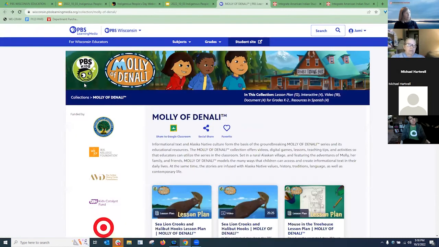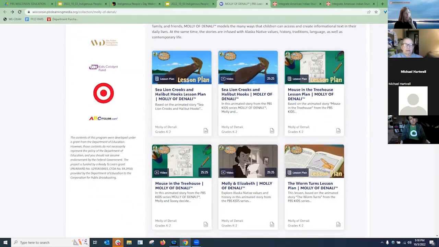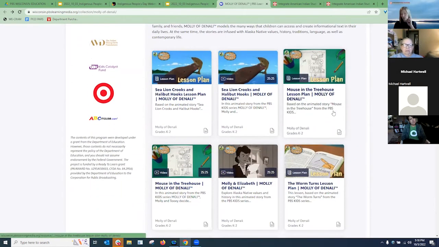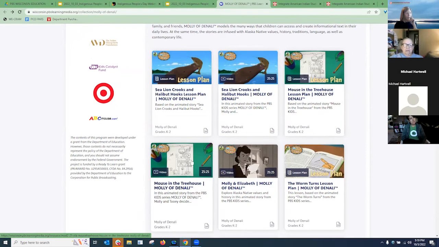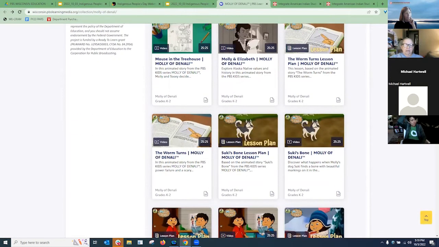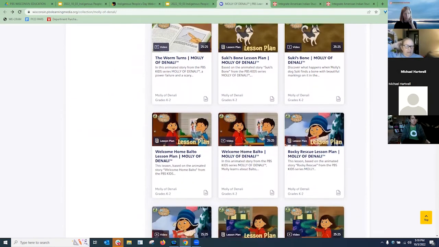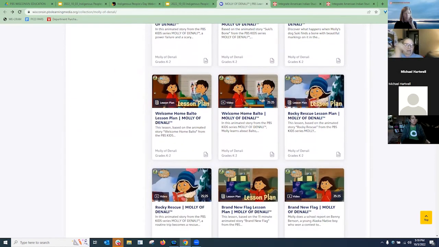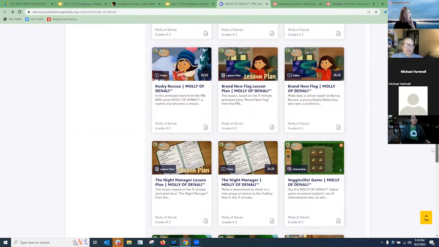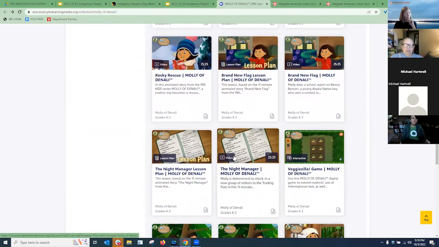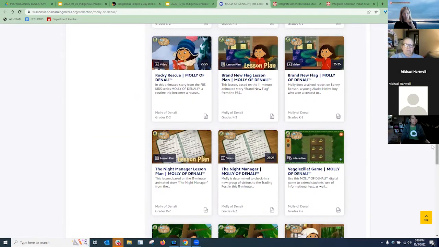I'm just going to go back to that initial page then and feature some of the other ones. I love that so many of the resources within Molly of Denali are also environmental in focus. So she has to engineer how to make a treehouse. It's just so fun to explore. So I hope that you take this website back with you and dig into Molly of Denali and all of the things that she could support in your own classroom instruction.